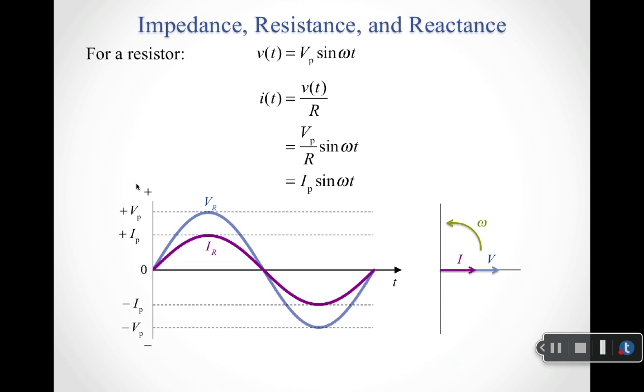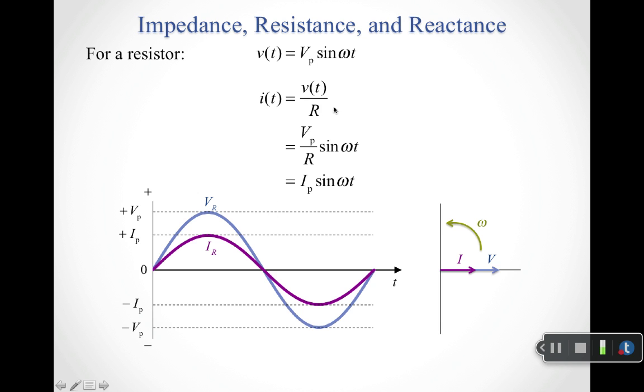All right, so let's come back and look at our resistor first again. We're going to basically set all these up by talking about a voltage source. We're going to have a sinusoidal voltage source. It's at some peak voltage. So this blue curve here is our voltage source.